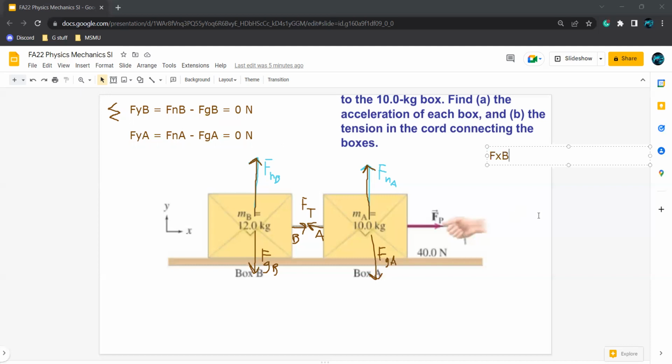Then you also have F_X. For B it is equal to the force tension, and I should probably put parentheses in. For A it's going to have the force pull minus the force tension. I'll leave it as T. You don't know if you have a zero acceleration or not, so you're still going to do it in terms of acceleration, and these are relative to the box that you're holding.